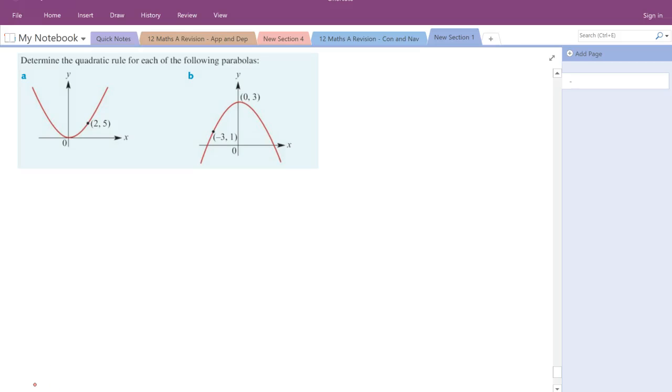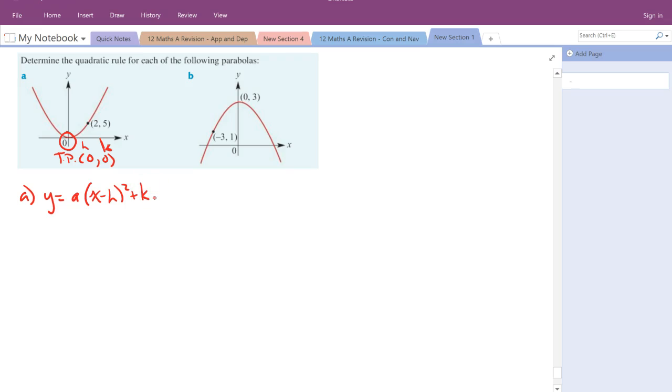Alright guys, so we're going to get the quadratic rule from a graph. Here in A, we can clearly see what the turning point is. The turning point is 0, 0. So that gives us our h and our k. The best thing to do is to start with the turning point form, so y equals a times (x minus h) squared plus k.